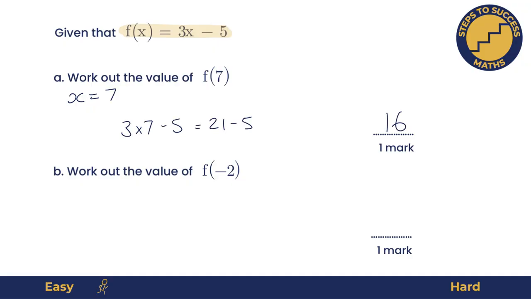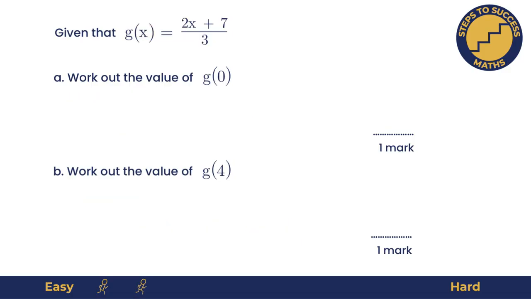Part B, work out the value of f of negative 2. So this time, it's when x is negative 2. Always be careful with your negatives. 3 times negative 2, take away 5. Negative 6, take away 5 is negative 11. Write down your steps in this. It's always a good idea to show the examiner what you're doing.